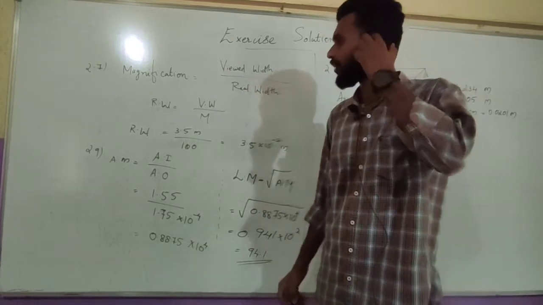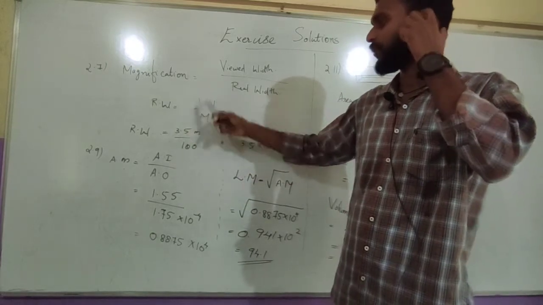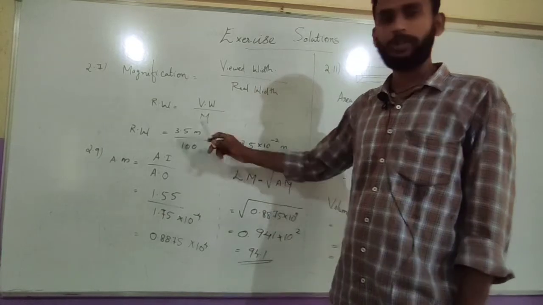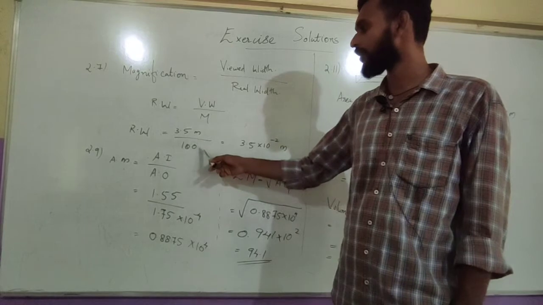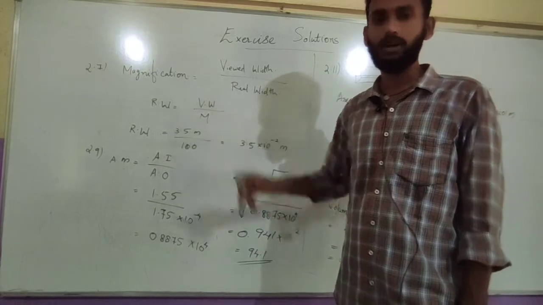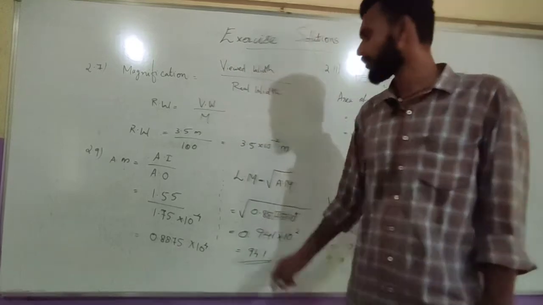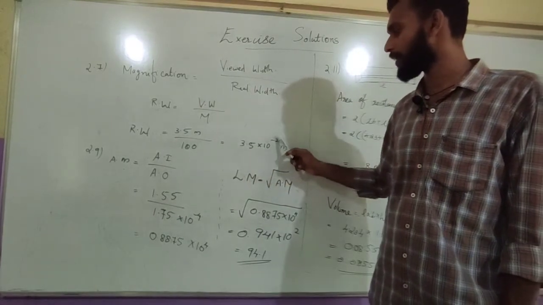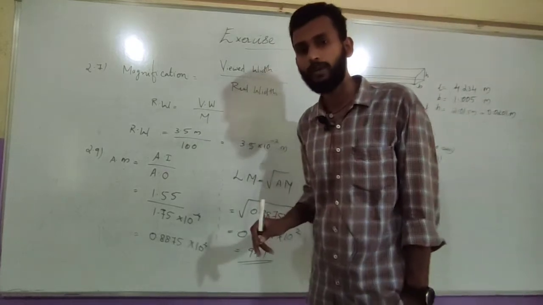It is given that the magnified or viewed width is 3.5 millimeter. So 3.5 millimeter divided by the magnification value, 100, gives the real thickness of the hair. 3.5 millimeter divided by 100 is 3.5 into 10 to the power minus 2 millimeter, which will be the real thickness of the human hair.